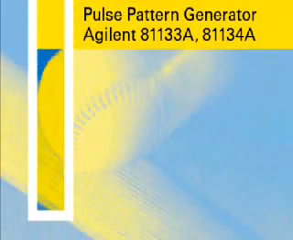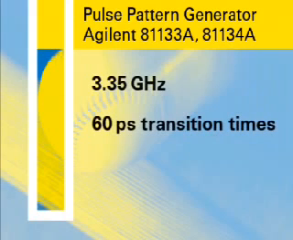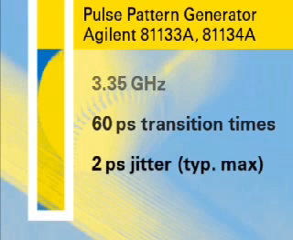The Agilent 81133A and 81134A are pulse and pattern generators with 3.35 GHz maximum frequency, fast 60 picoseconds transition times, and typically less than 2 picoseconds of total jitter.